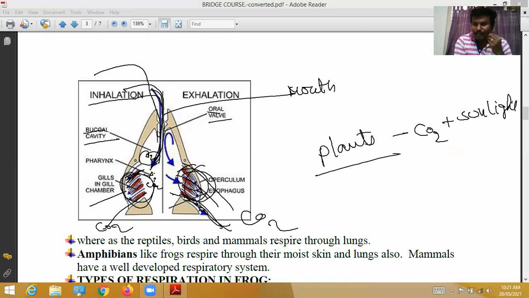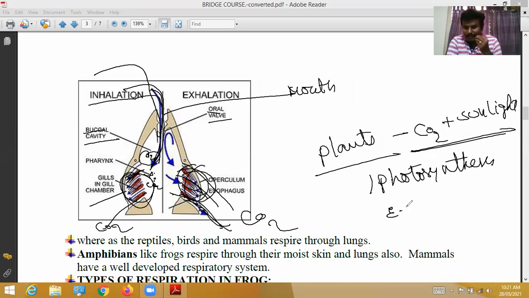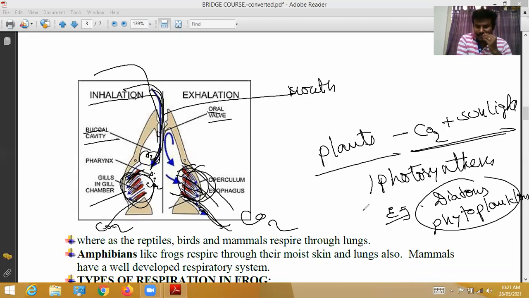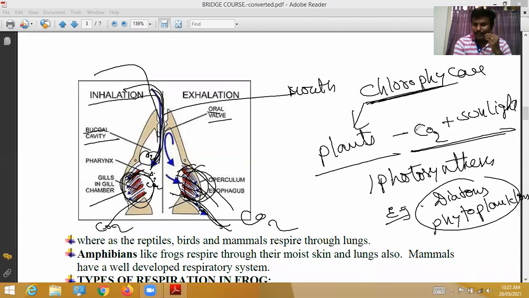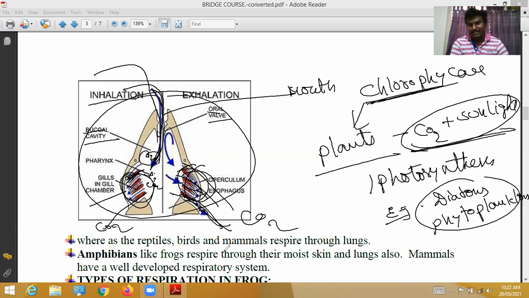From the atmosphere, sunlight is absorbed. With the help of that, they perform photosynthesis. Examples: there are a number of plants, those are diatoms, phytoplanktons. These all belong to the subclass Chlorophyceae. Chloro means chlorophyll. So the plants contain chlorophyll and using it they synthesize food material. A huge quantity of food material is prepared. That food is consumed by aquatic animals. In this way aquatic organisms perform respiration.